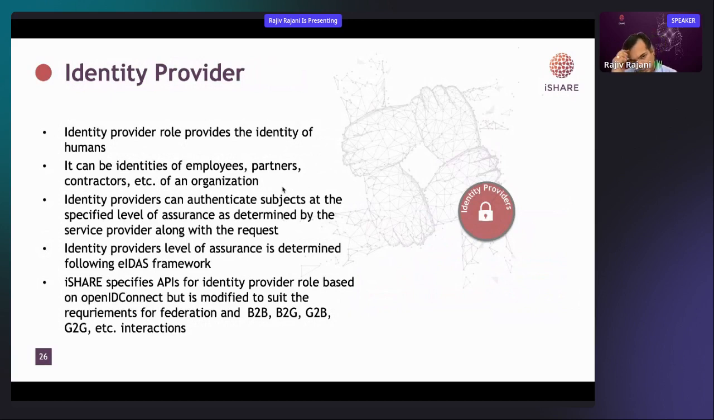Yeah, and iShare, of course, specifies the APIs for the identity provider, which are based on OpenID Connect, which is again modified to suit the requirements for federation on one hand, and on the other hand, B2B and G2B and G2G kinds of interactions.